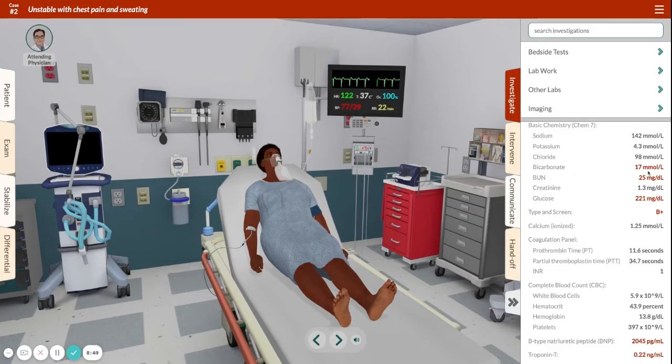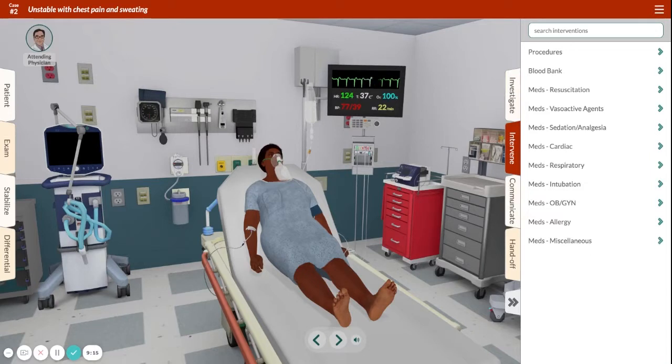Now, you can see here her bicarb is low. She's got an elevated glucose consistent with her known diabetes, likely some degree of stress response. Her lab work otherwise looks reassuring. Her coags are unremarkable. Her CBC is unremarkable. And her BNP and troponin are indeed elevated, consistent with the presentation of acute pulmonary edema secondary to cardiogenic shock.